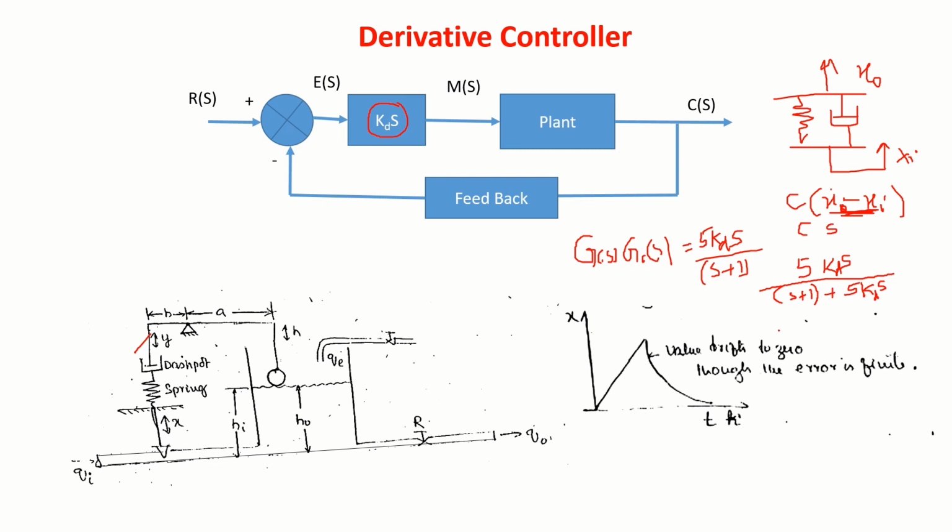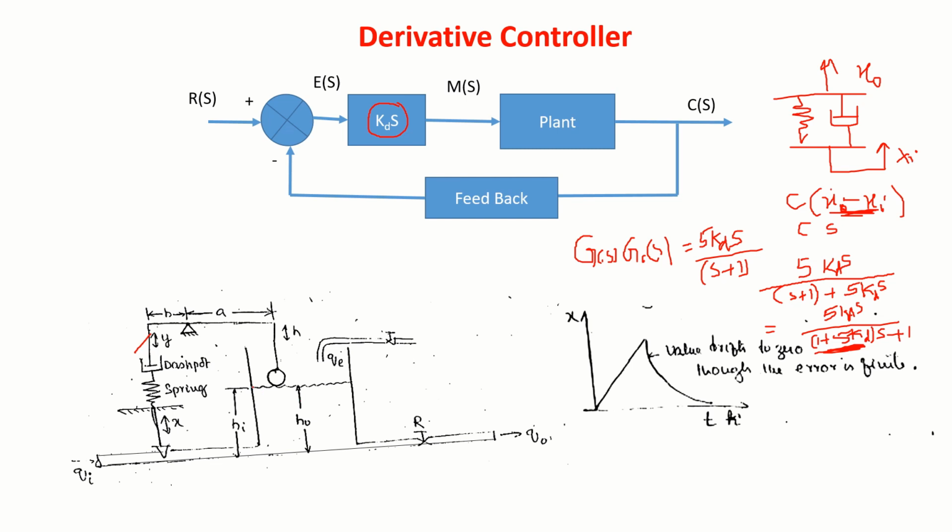So here what happens is that 5 Kd s, yes, no, 1 plus 5 Kd, yes, plus 1. So this increases to zeta omega, means damping value. Correct? It will increase the damping value. So the moment you introduce a derivative controller, it will introduce the damping.